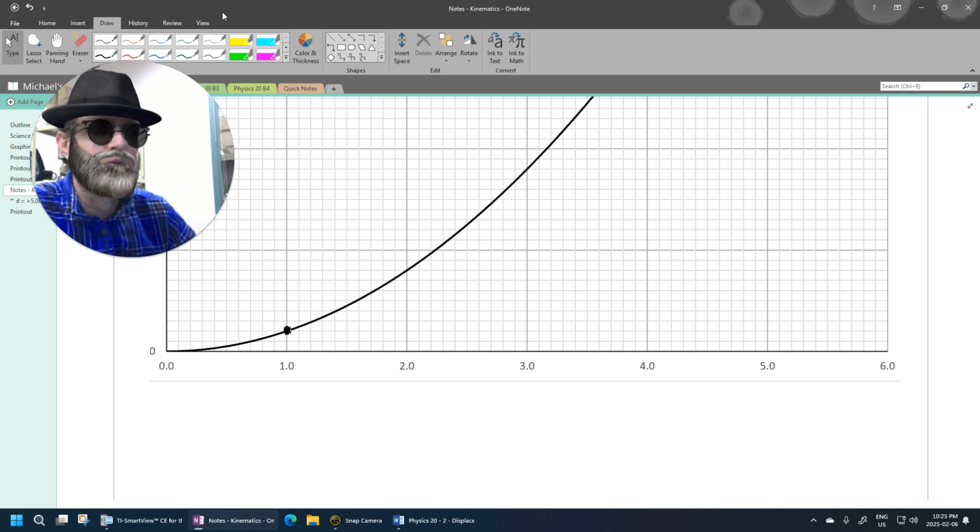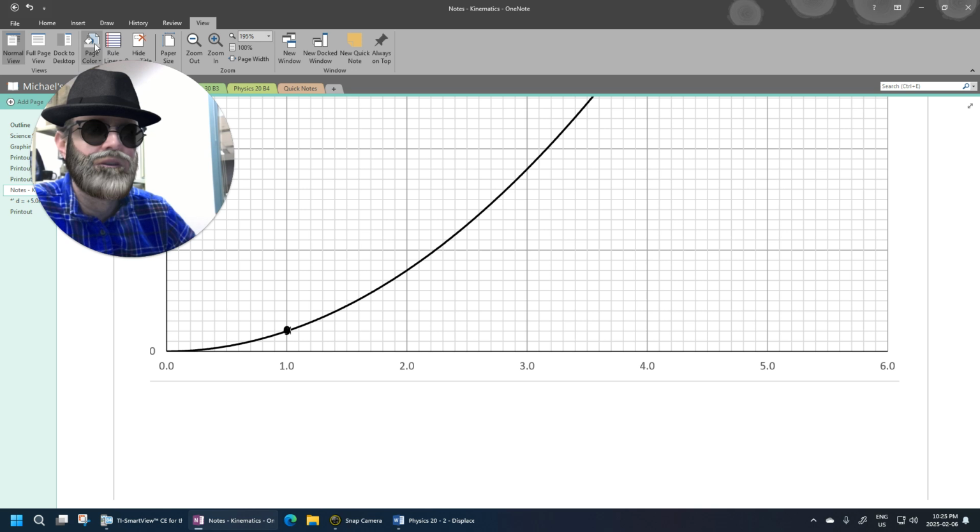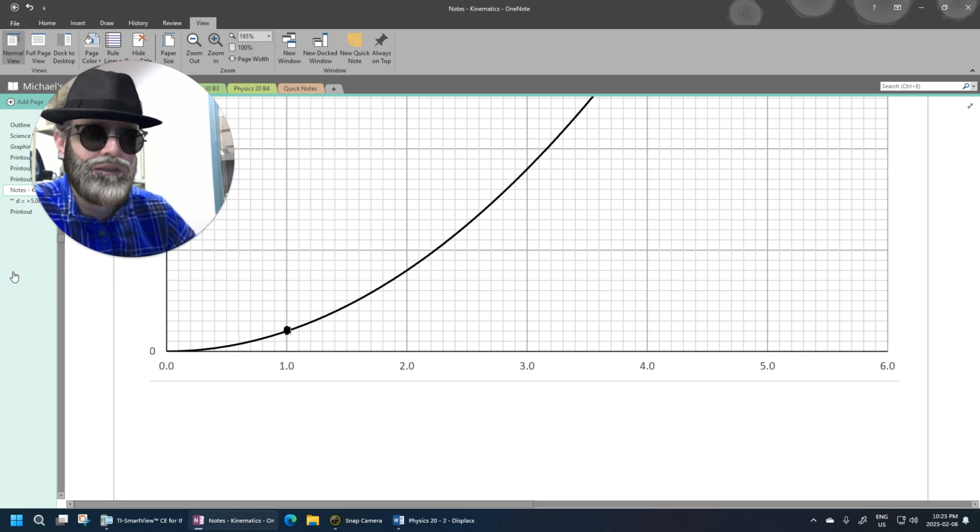I may have to pull out a ruler. Oh, I wish I had a ruler in this one. View, oh, my other program has a ruler in it. Just one second.